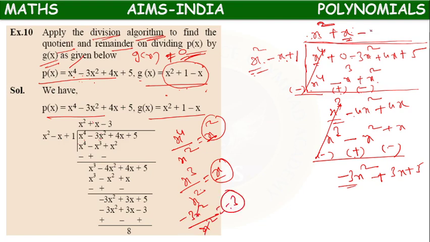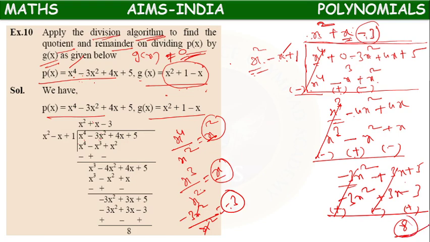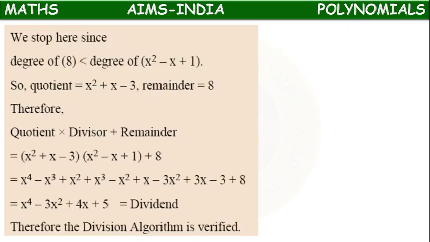This will be the third term, minus 3. Minus 3 into x square, minus 3x square. Minus 3, minus into minus, plus 3 into x, 3x. Minus into plus, minus, 3 1 is 3. So again symbols change, plus, minus, plus, cancel, cancel, 5 plus 3, 8. 8 is the remainder.